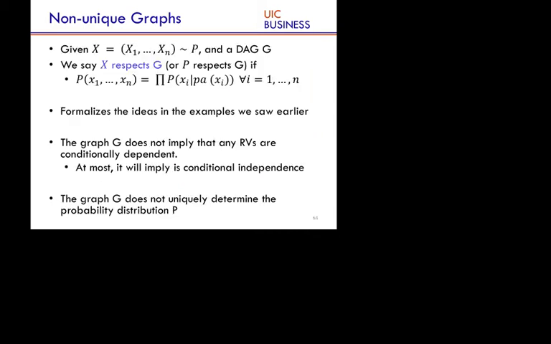So what did we say? For a bunch of random variables or a distribution to respect graph G, it just has to decompose this way, right?